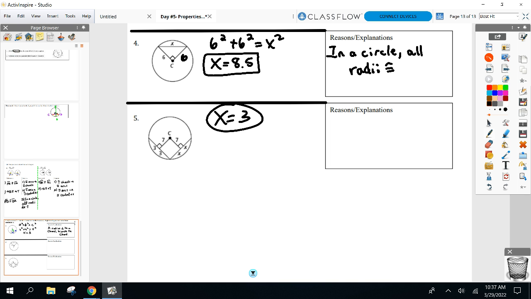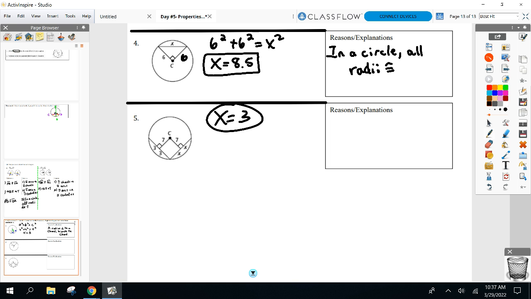Anybody know anything about the chords? Anything you want to throw at me about the chords? Zach? That they're bisected. Okay, the chords are getting bisected, right? But here's my concern. What am I bisecting? What number am I cutting in half? Am I cutting 10 in half, 12 in half? How do I know I'm cutting 6 in half in this case?